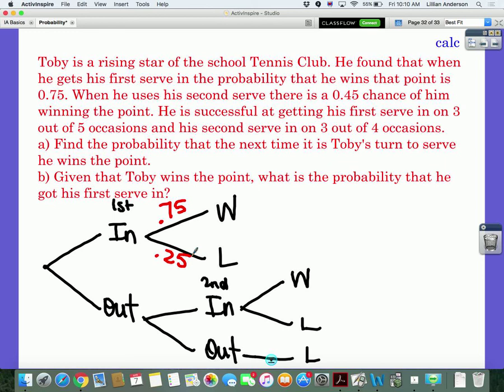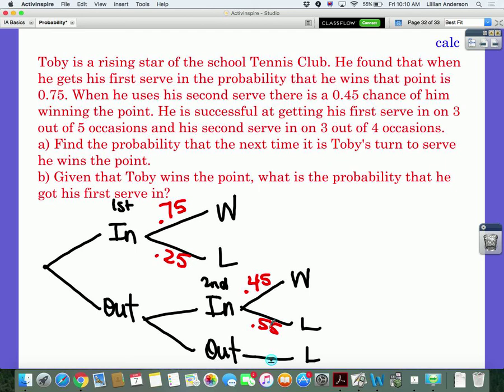Now, when he has to use his second serve, there is a 0.45 chance of him winning the point. So if he gets it in on the second serve, he has a 0.45 chance of winning the point. So then what's the probability that he loses the point if he has to use the second serve? 0.5.